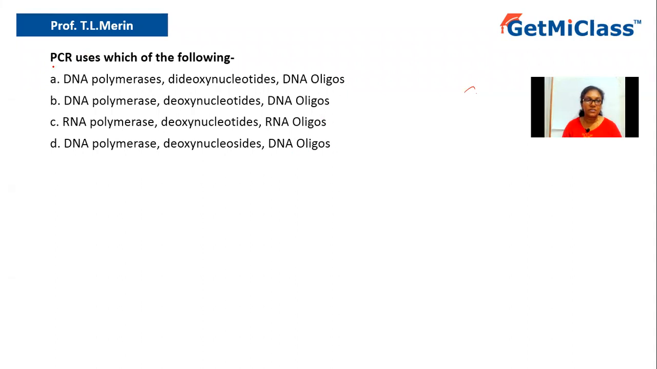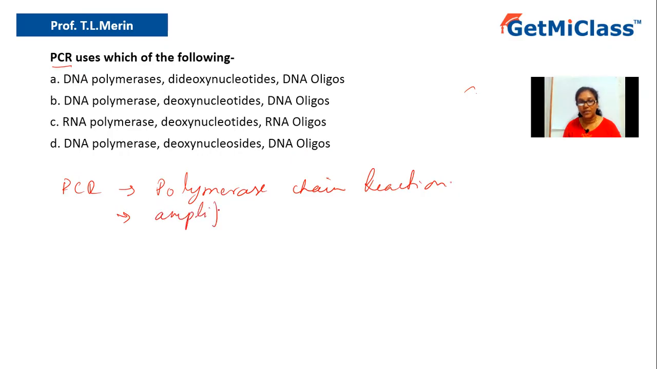So let us understand the question. It says PCR uses which of the following? So first we have to understand what PCR is. PCR is nothing but polymerase chain reaction. What is polymerase chain reaction? It is a technique used for amplification of DNA. It can be just a small fragment of DNA or a particular gene. That is what polymerase chain reaction is utilized for.